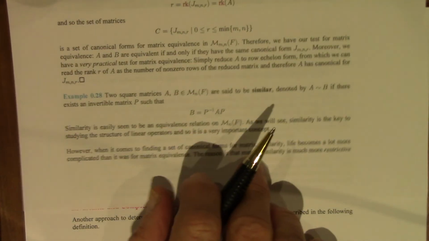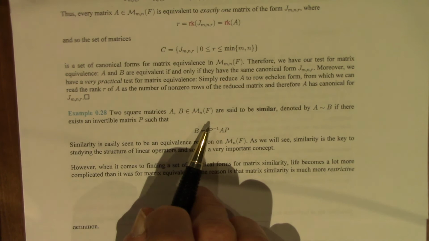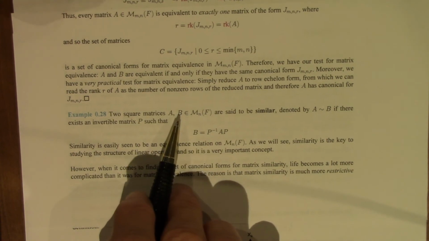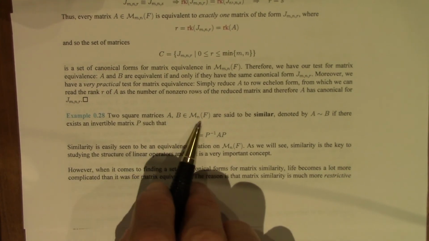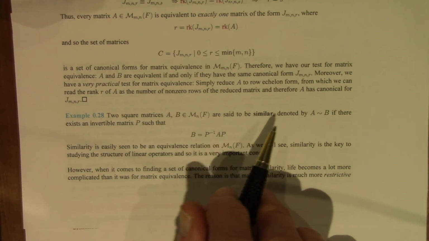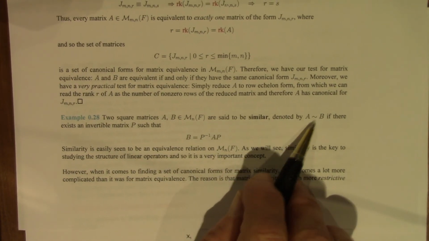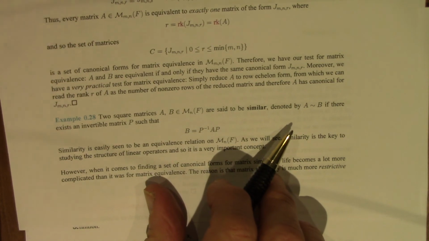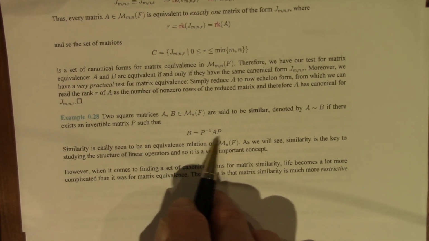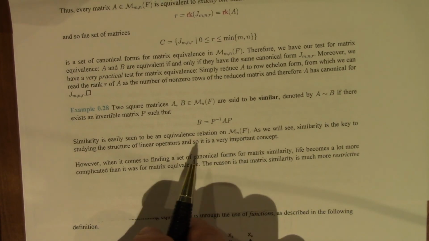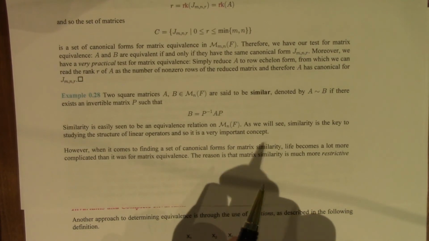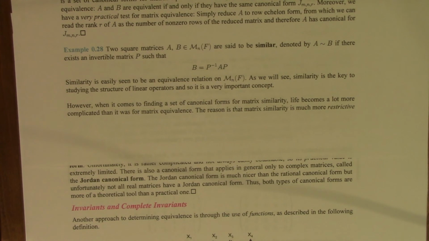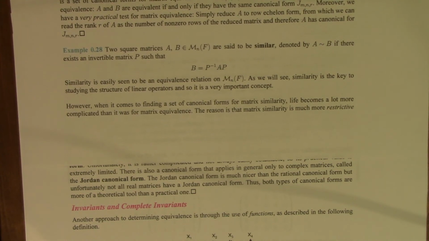Let's look at another example that's actually much more complicated and will occupy a great deal of our time in the latter part of the course. Two square matrices of size n by n are said to be similar, and I'll denote it with a tilde, if there is a single invertible matrix P for which B equals P inverse A P. This too is an equivalence relation. Now, however, when it comes to finding a set of canonical forms for matrix similarity, life gets a whole lot more complicated.